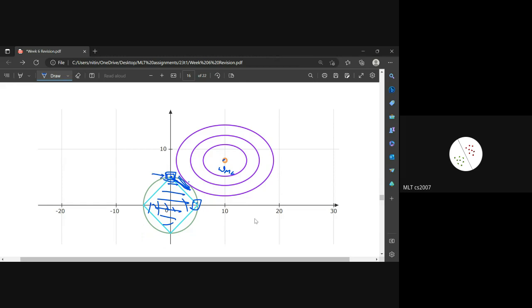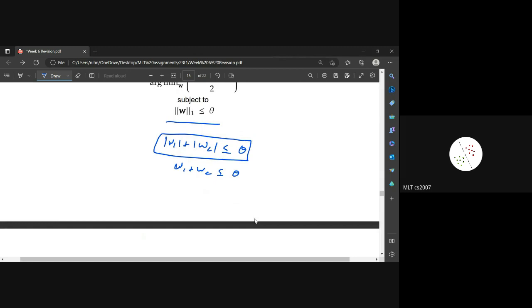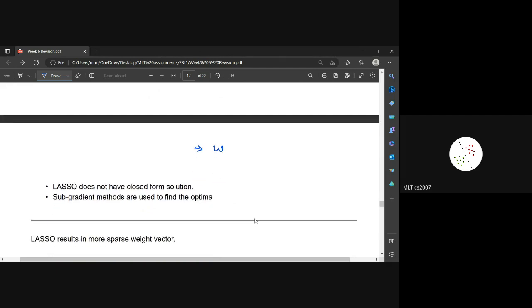If it hits a corner, it means that your weight has become zero. If it hits this one, W2 becomes zero, and if it hits this one, W1 becomes zero. That's why we choose the L1 norm. The L1 norm makes sure that the weights become exactly zero. So your weight vectors are more sparse in the case of lasso. In the case of ridge, they come close to zero but not exactly zero, but in lasso there's a high chance that a weight will become exactly zero.